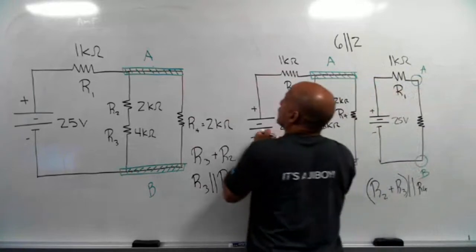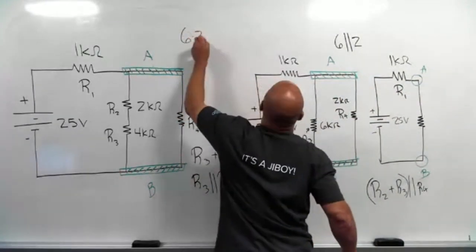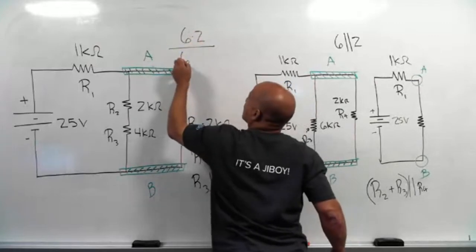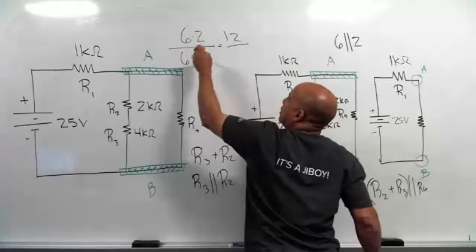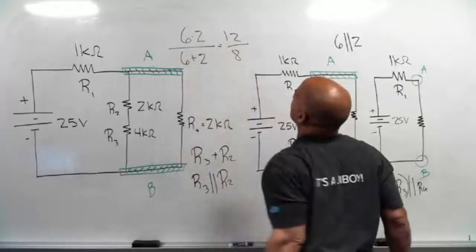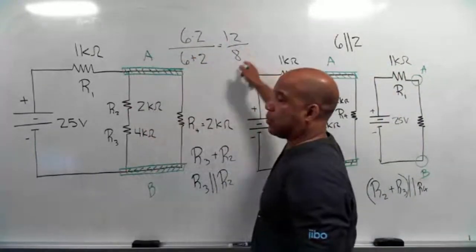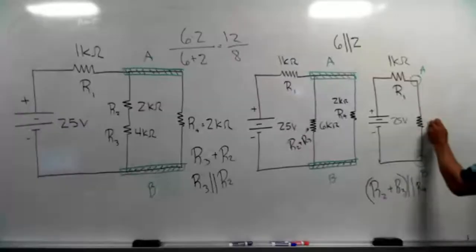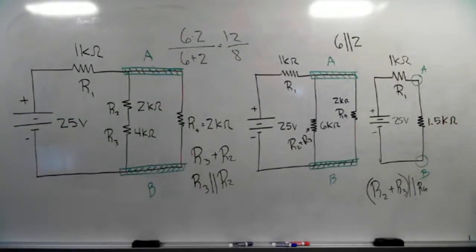So I can use product over the sum. If I use product over the sum, I get 6 times 2 over 6 plus 2. On the top, it gives me 12. On the bottom, it gives me 8. What is that? Anybody? 12 on 8 is what? 1.5 kilo ohms. 1.5. Thank you. 1.5 K ohms. I think my camera cuts off about right here, so hopefully you guys can see that.